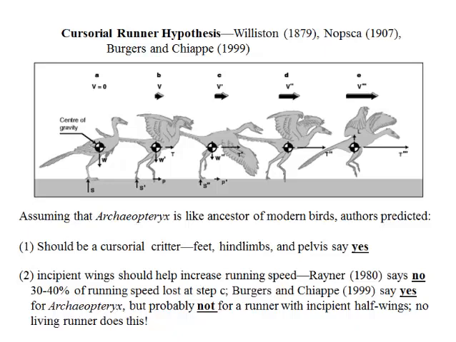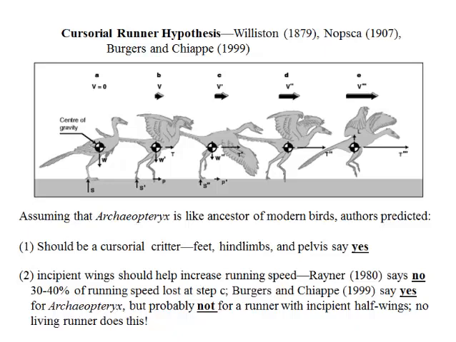So assuming then that Archaeopteryx is the ancestor of modern birds, or something like Archaeopteryx, here's the kind of predictions authors suggest. It should be a highly cursorial animal. It's a runner, come on. So you should be able to look at adaptations in the feet and the hind limbs and the pelvis. When people do that, the anatomical structure says, yep, that is indeed the case, and that's supported. That prediction seems to hold up. The second prediction, though, is that incipient wings, half wings, should help increase running speed. But here we run into problems.